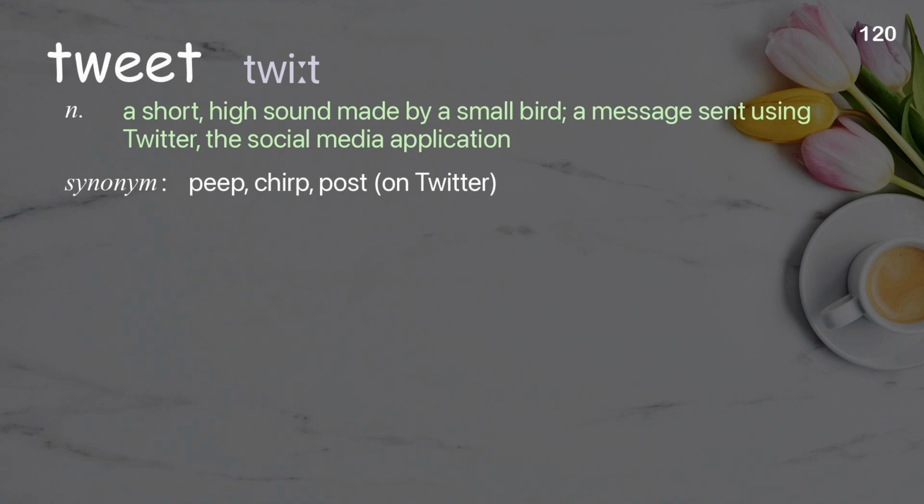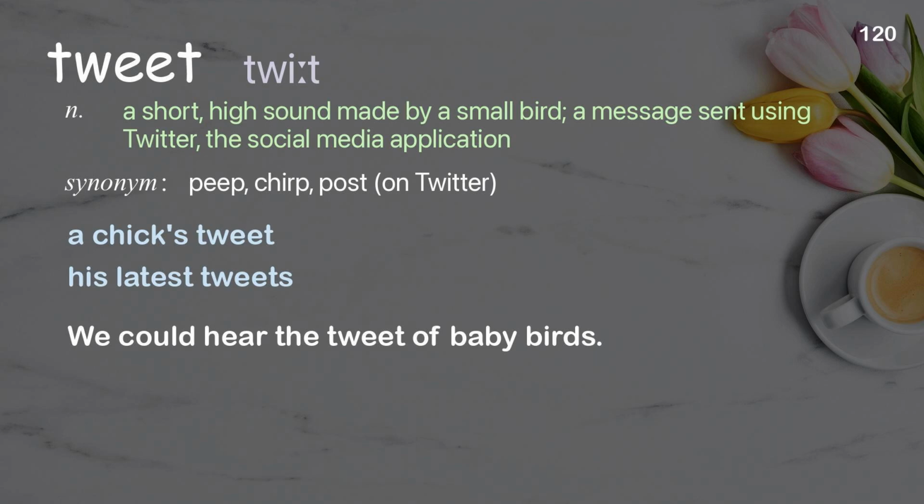Tweet. A short, high sound made by a small bird; a message sent using Twitter, the social media application. Examples: A chick's tweet. His latest tweets. We could hear the tweet of baby birds.